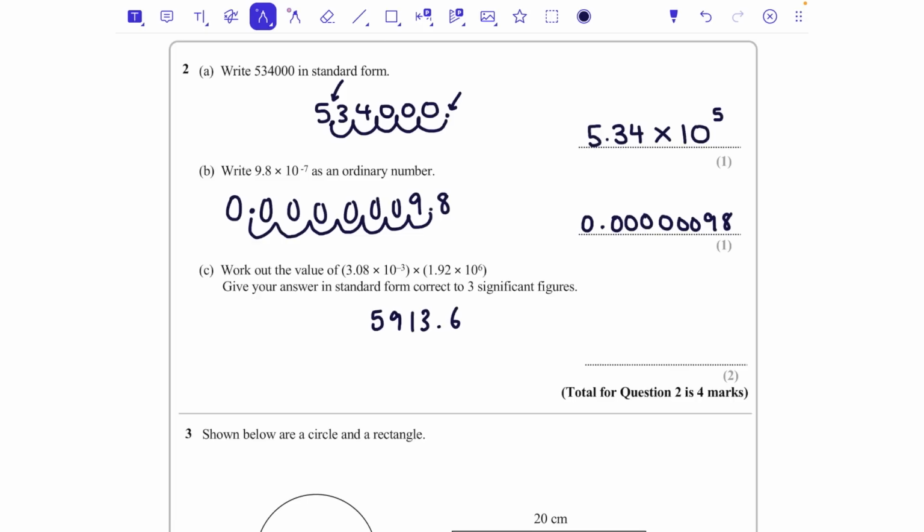So first let's do our rounding. 1, 2, 3 significant figures is going to be 5,910, because the 3 would round down. And then we've got to write that in standard form. So that's going to be 5.91 times 10 to the power of 3, because we want the decimal point to be here. 1, 2, 3. There we go. 5.91 times 10 to the power of 3, rounded to 3 significant figures.